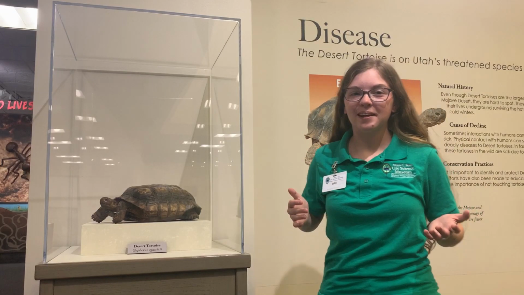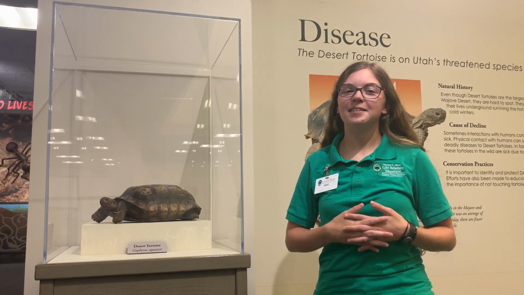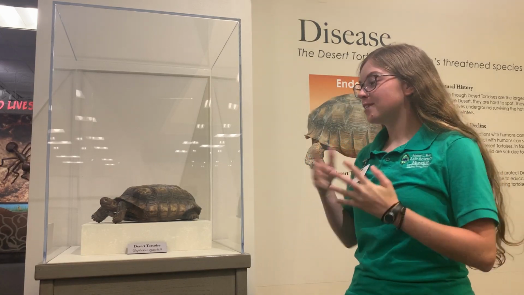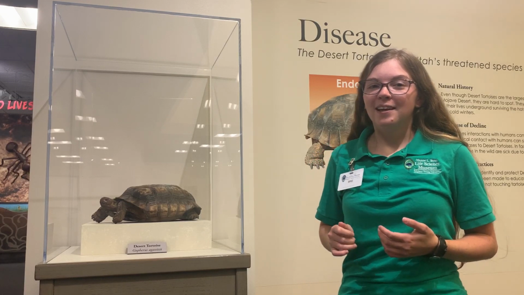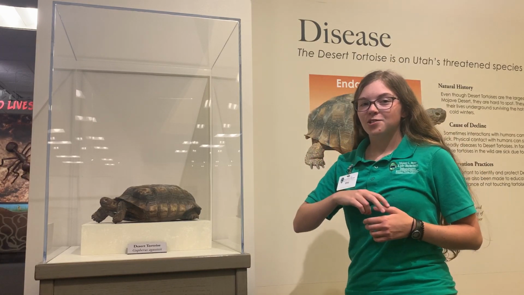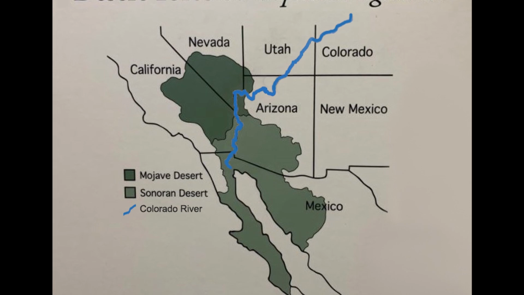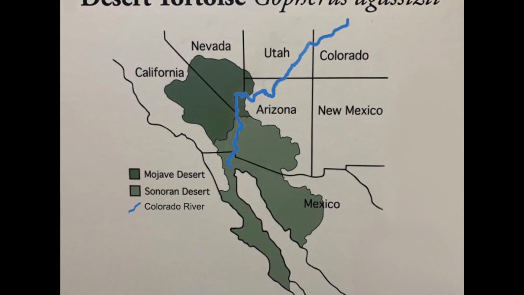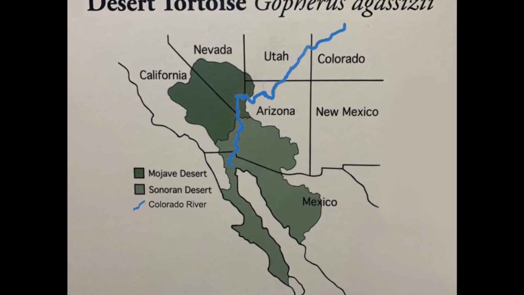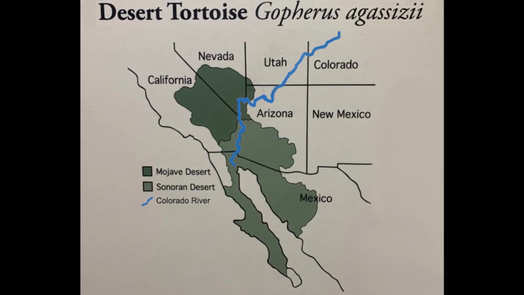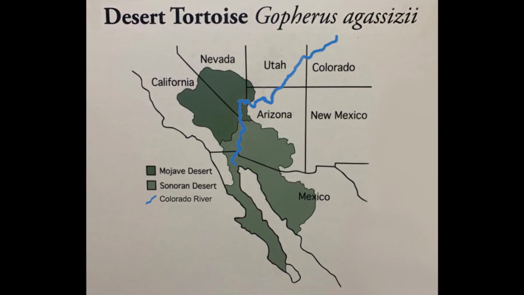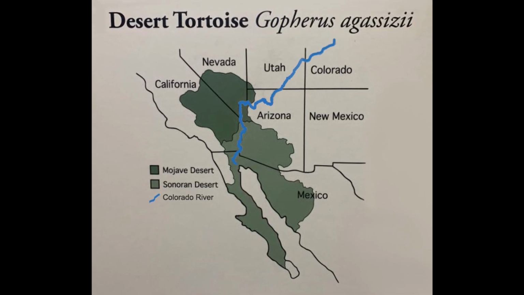So, tortoises can be found on every continent except for Australia, but our desert tortoise here can only be found in the southwestern United States. There are two different kinds of desert tortoise. The range of the Mojave desert tortoise is northwest of the Colorado River, where it likes to live in flat basins with lots of shrubs, and the Sonoran desert tortoise lives southeast of the Colorado River, where it prefers rocky slopes with shrubs or grass.